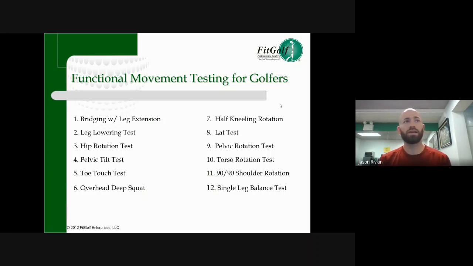So Greg is going to take it from here. He's going to show you maybe not all 12, but the majority of these tests. And as he's doing this, I want you guys to perform these tests if possible. If you have enough space around you, I want you to get up and perform the movements just so you experience it for yourself. And then we'll ask you some questions afterwards.